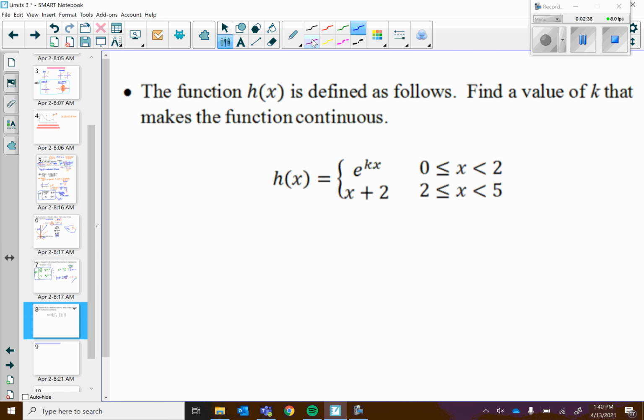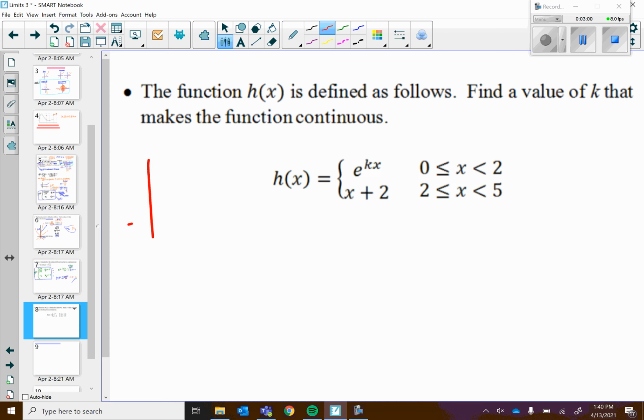Another example, again, very similar to one we've already done. A function h of x is defined as follows. Find a value of k that makes our function continuous. h of x is equal to e to the kx from 0 to 2 and x plus 2 from 2 to 5. Now for this one, I don't know offhand what e to the kx looks like.